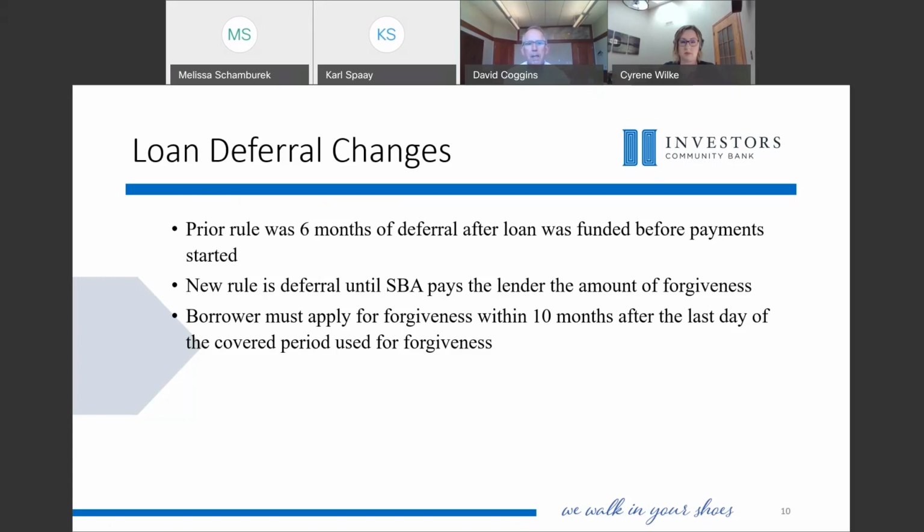Another rule included is that you must apply for forgiveness within 10 months after the last day of the covered period used for forgiveness. Now that's still a long time, but the old rule had no deadline, and so now the rule has a deadline, and you need to comply with that. Next slide, please.